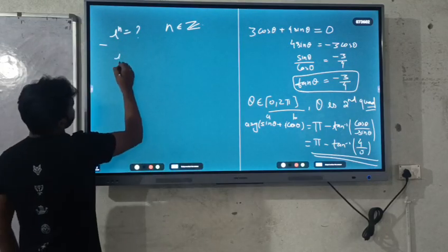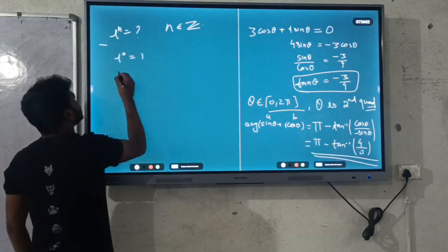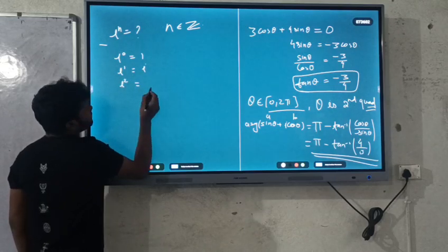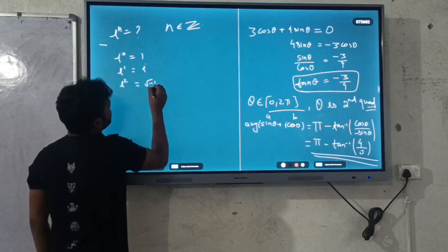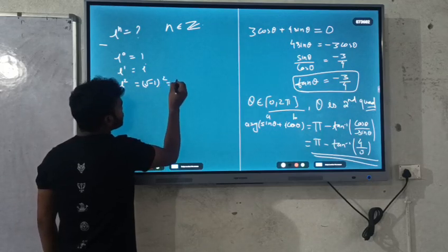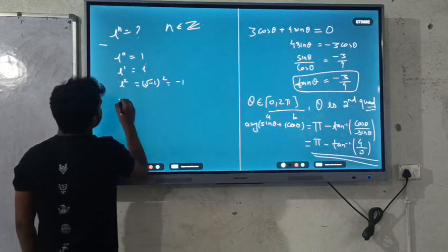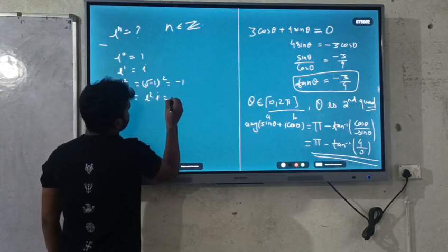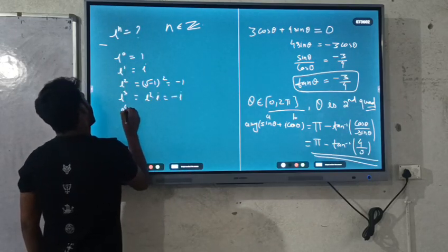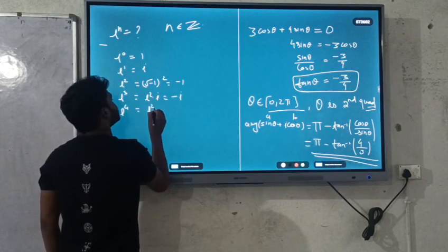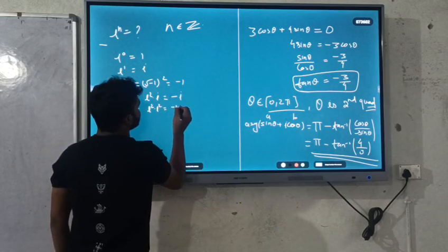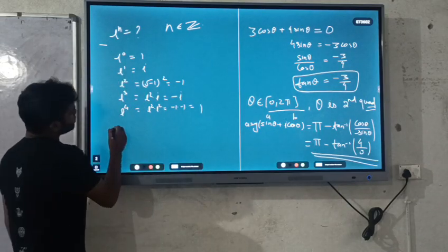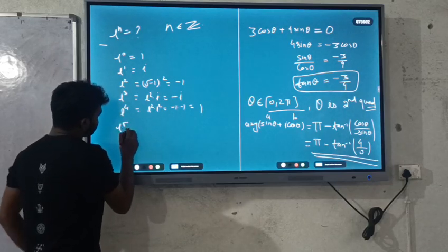And then let us start from 0. This is value 1, as you know. This is value i square, that means root minus 1 square, that is minus 1. i cube is i square into i, that is minus i. i to the power 4 is i square into i square, that is minus 1 into minus 1, that becomes 1.